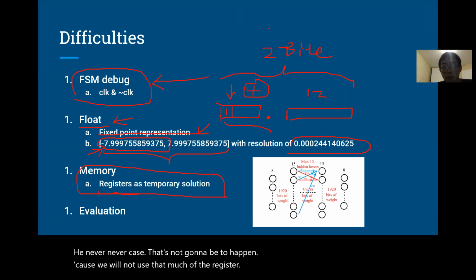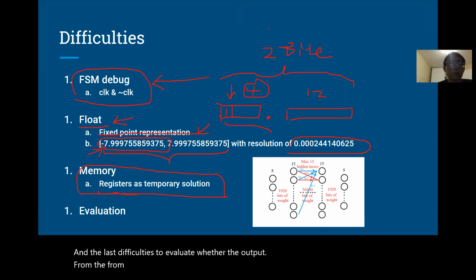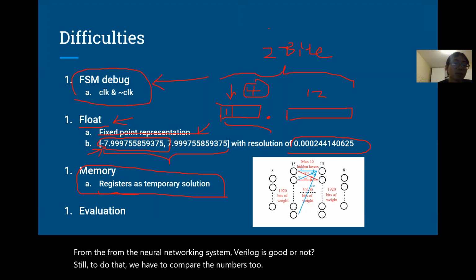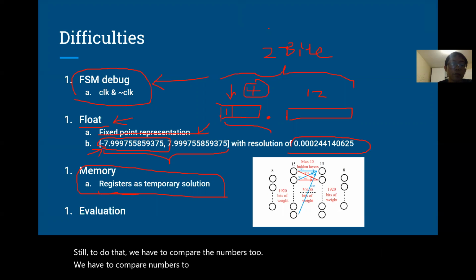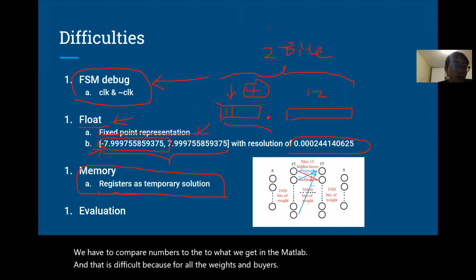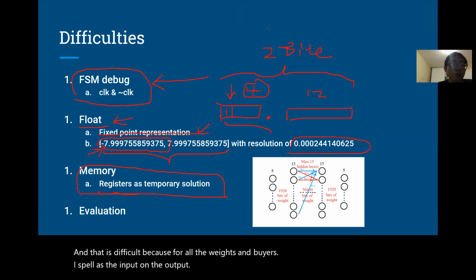And the last difficulty is to evaluate whether the output from the neural network in SystemVerilog is good or not. To do that, we have to compare the numbers to what we get in MATLAB. And that is difficult because for all the weights and the biases, as well as the inputs and the outputs, we have to convert them using whatever we define as the fixed point representation.